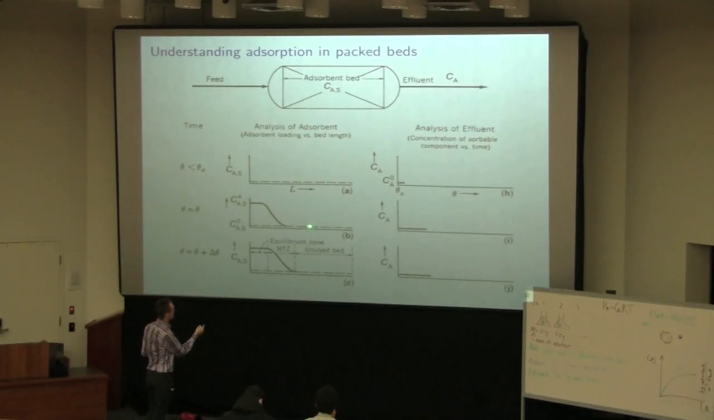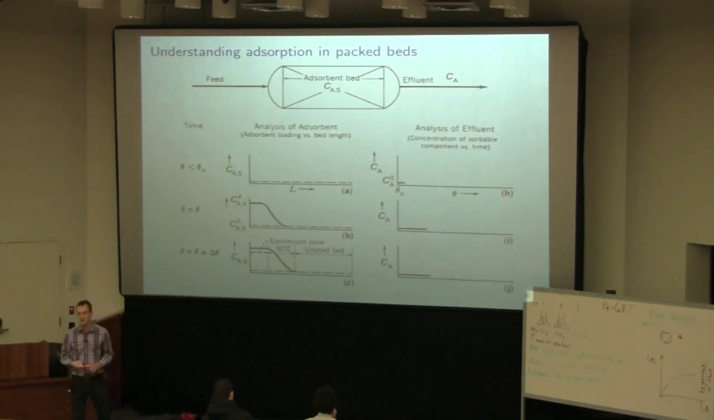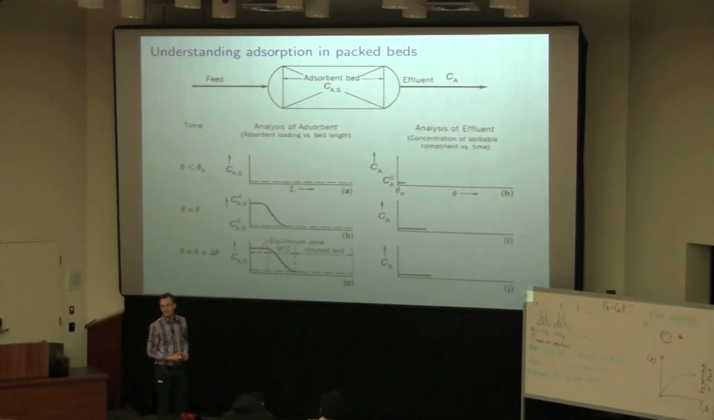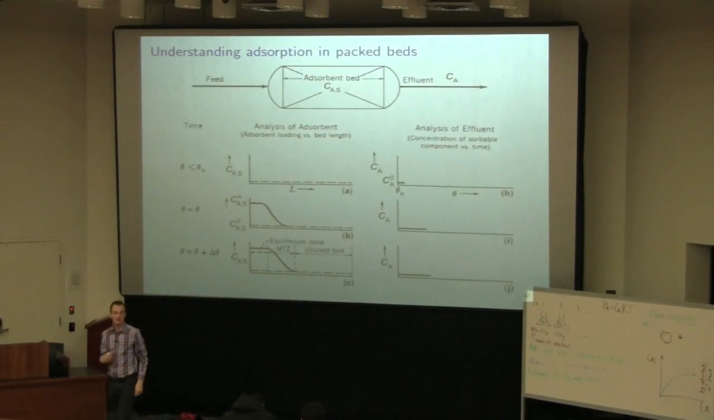So most of my downstream part of the bed is still unloaded. There's a portion up the front that's now fully loaded and at equilibrium. So this is at equilibrium, which is why the superscript E. And then there's a transition period, that wave front. We'll call this then the equilibrium zone. No more material can be loaded on. There's my mass transfer zone, the MTZ, mass transfer zone. And then the unused portion of the bed. So this wavefront, MTZ, represents the declining concentration of the adsorbate on the adsorbent.